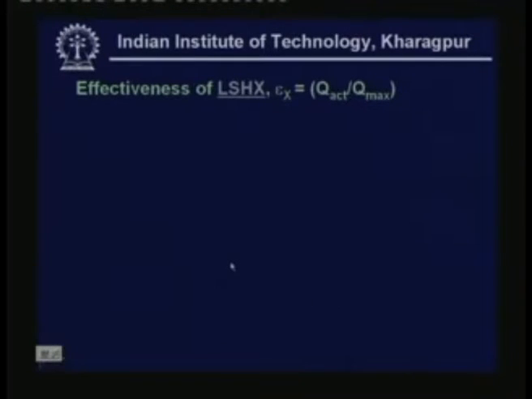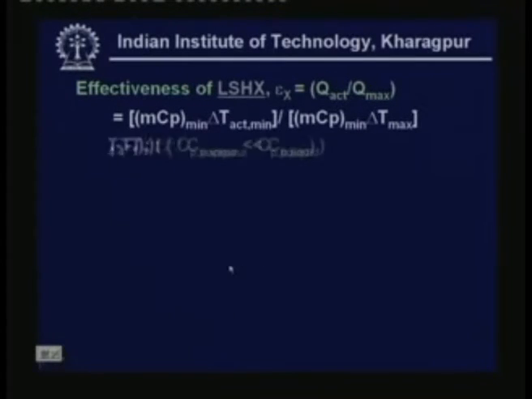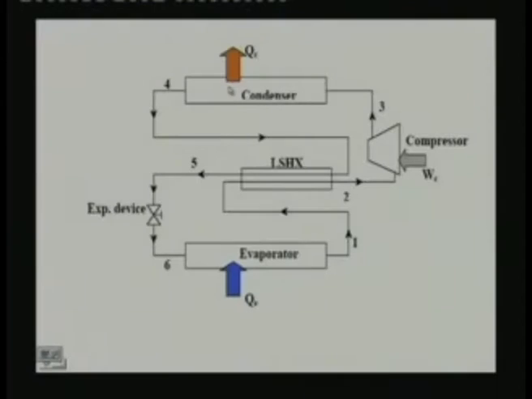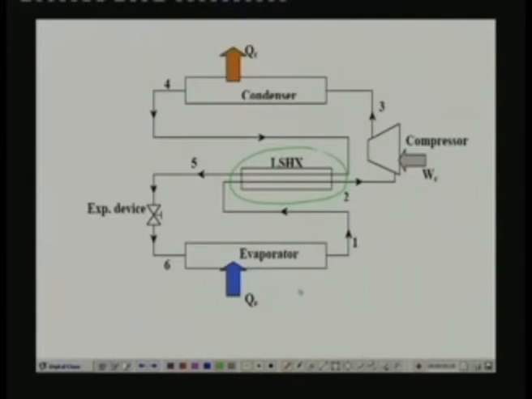Now, from the definition of effectiveness of heat exchanger, we can write, as you know, effectiveness as Q actual divided by Q maximum, and Q actual in this case is MCp minimum into delta T actual, divided by MCp minimum into delta T maximum. For our case, this is a liquid suction heat exchanger. And what is the fluid that has lower MCp? On one side you have vapor, on the other side you have liquid, and the mass flow rates are the same. So, you have MCp of liquid and MCp of vapor. MCp of liquid is the hot stream and MCp of vapor is the cold stream, and the mass flow rate is the same because the same mass is flowing throughout the circuit.